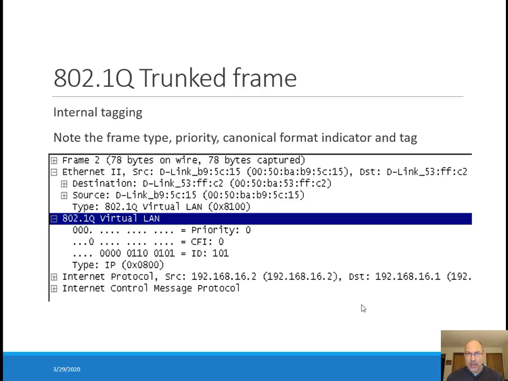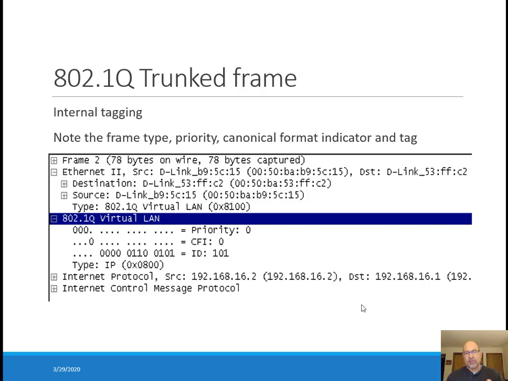When you are trunking, we're doing what's called internal tagging. So we're going to take this 802.1Q header and stick it inside the frame after the source and destination MAC address. But we're changing the frame. We stuck something in there. And so all of a sudden the frame type changes to 8100.